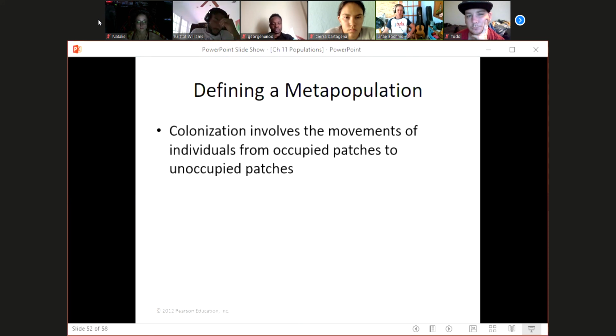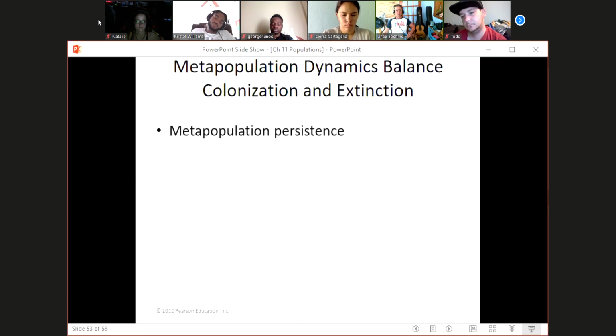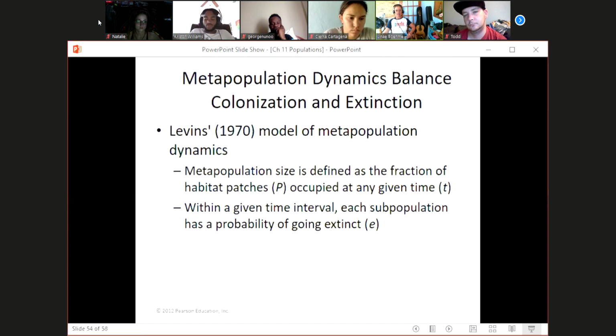When we talk about a metapopulation, a new area is considered colonized when individuals move from occupied patches into unoccupied patches. And these moderate levels of dispersal between one area and another allow patches to have a balance between colonization and organisms in that new colony dying off, which we call extinction. So for metapopulations to continue, there has to be a balance between source populations recolonizing empty habitats.